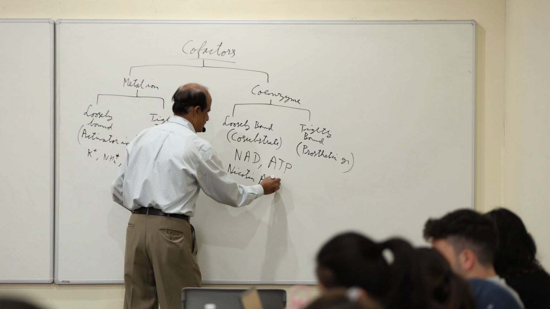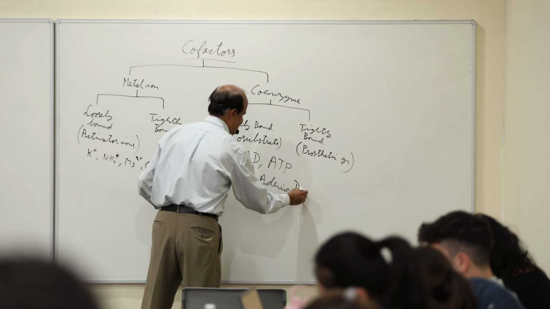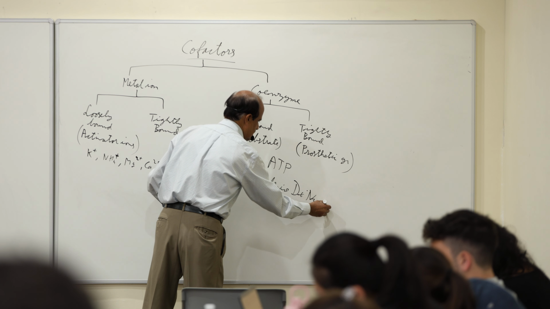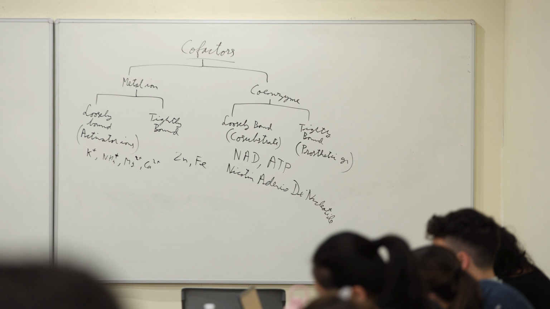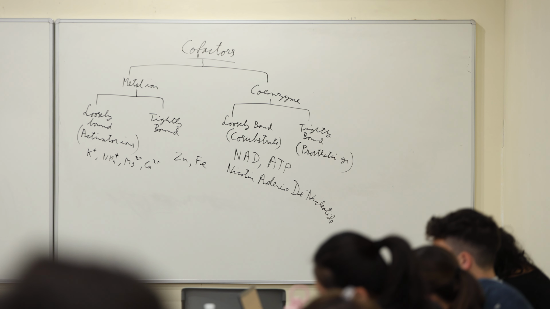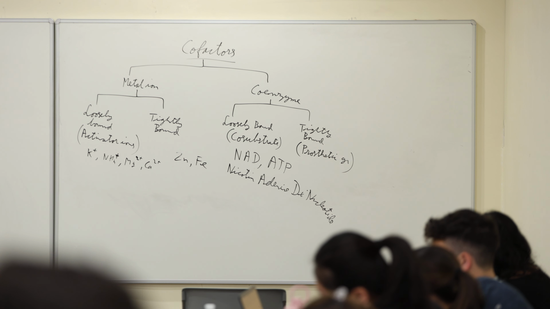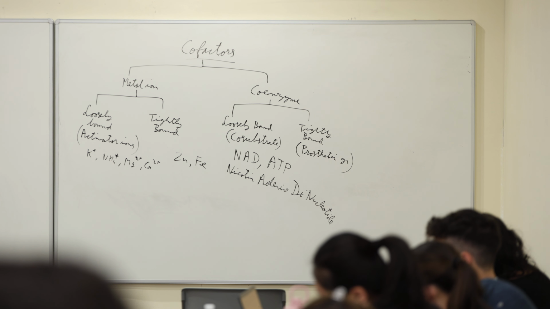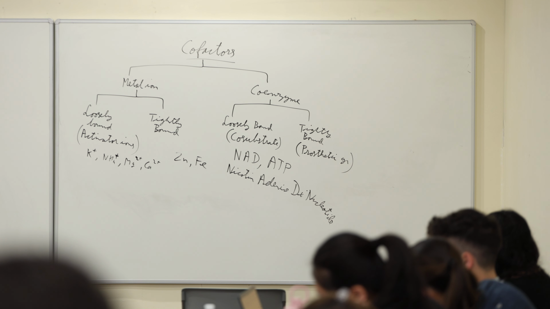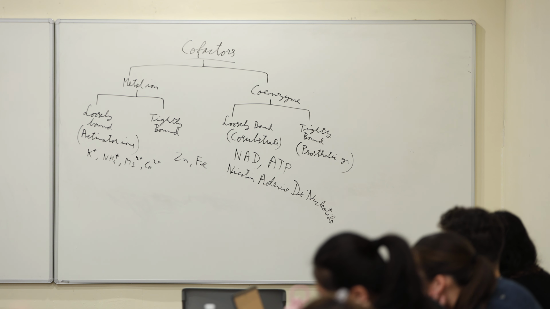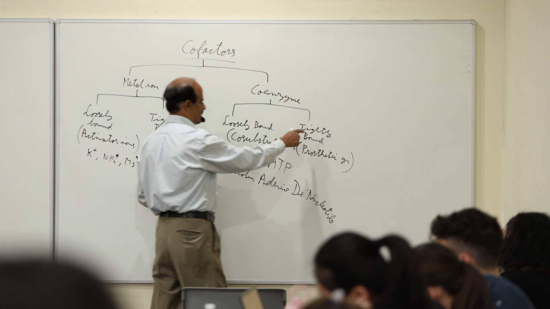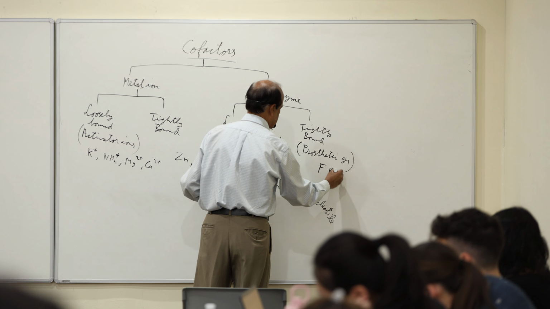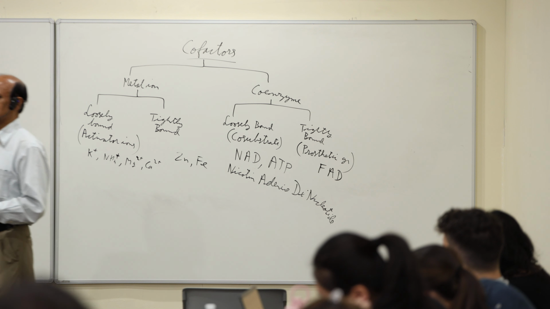Nicotinamide, then adenine, dinucleotide. NAD is an oxidizing agent, so it participates in oxidation reactions. Any reaction that involves an oxidation will use NAD as the oxidizing agent. Another one is FAD, which is flavin adenine dinucleotide. So one example of a tightly bound one is FAD, which is flavin adenine dinucleotide.